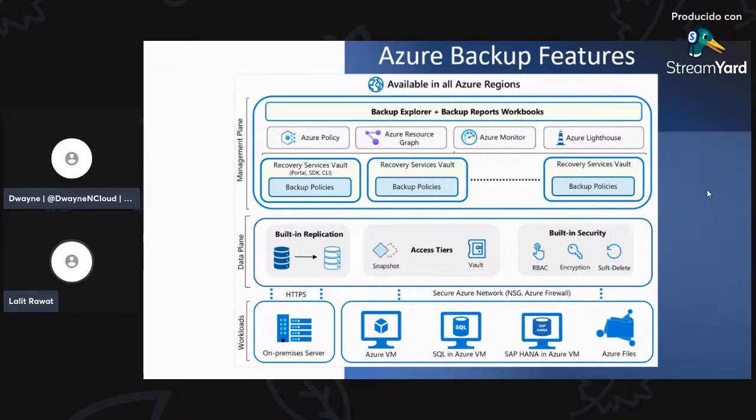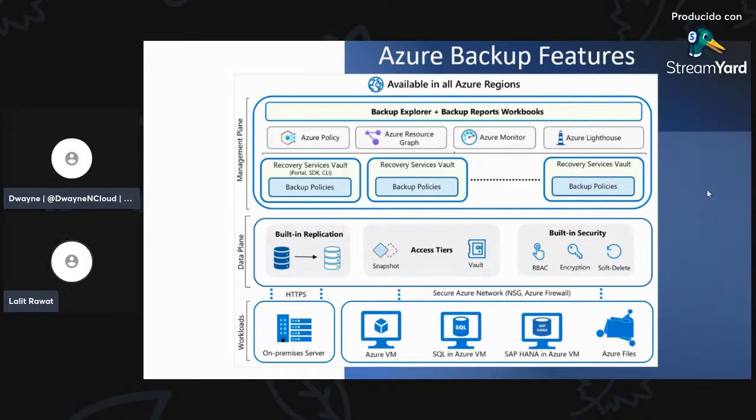Now, if you talk about what kind of workloads we can back up, there are certain workloads mentioned there. Let's say you're on premises, then you have Azure virtual machines, SQL in Azure, SAP HANA in Azure VMs, and file shares.